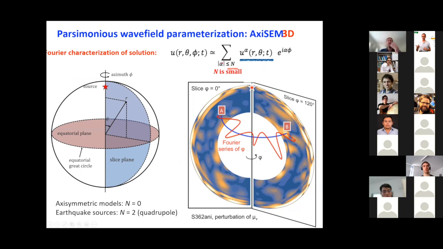So alpha is a Fourier coefficient, and that goes to some number n. And the big question is, where does n go to, what number? If n is zero, then it's a fully axisymmetric or invariant model. If it's two, then it's a quadrupole. So it's still something that we have embedded in AxiSEM, but we can express analytically. Now, if n is higher than two, then of course we need to expand it in a Fourier series.